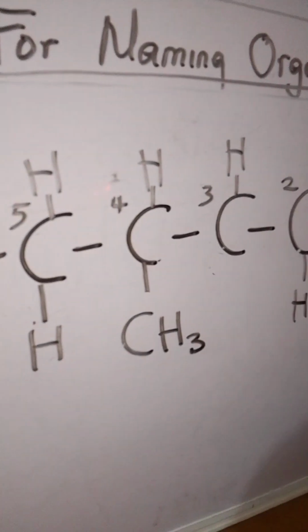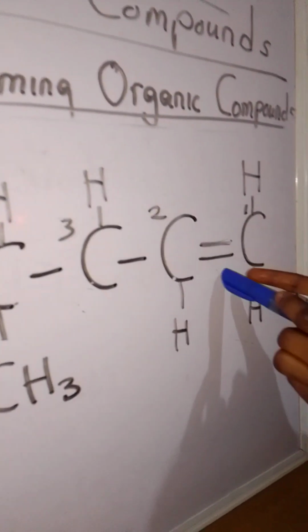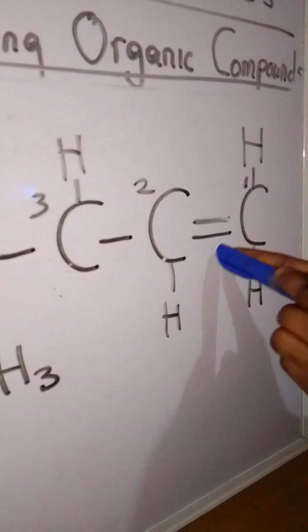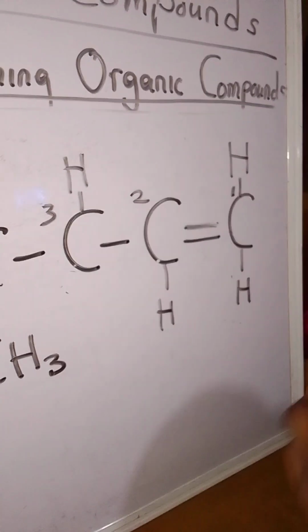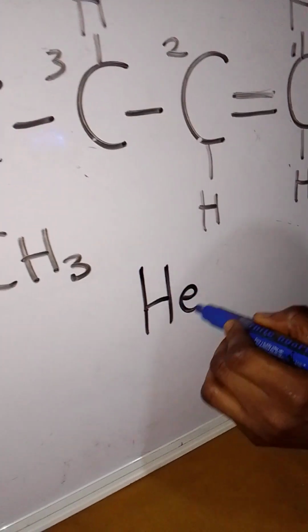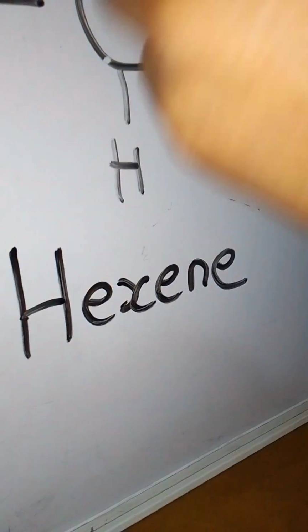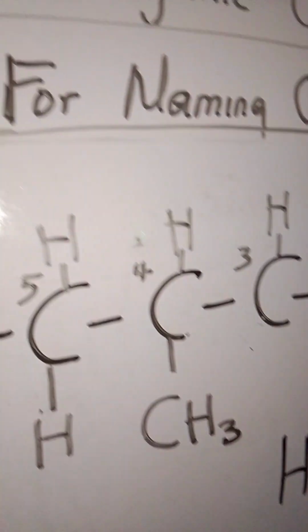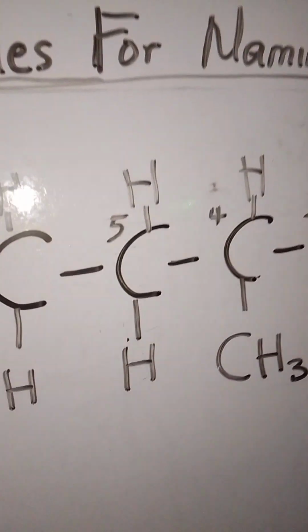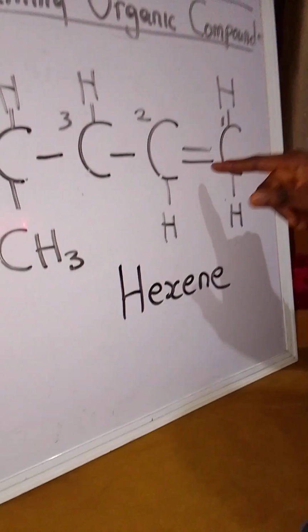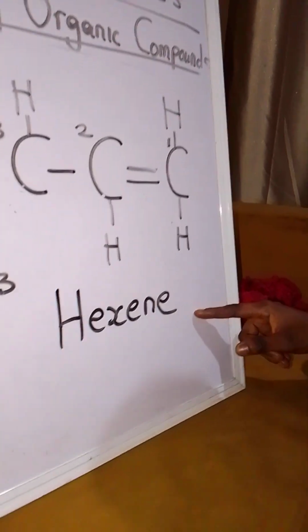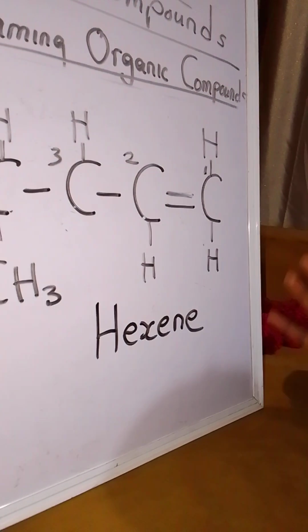Initially, we located the longest chain as this, and followed by that, we numbered it close to the substituent, which is a double bond. And we know that this is hexene, right? This is hexene because it contains 6 carbon atoms, and 6 is hex. And because of the double bond, it is under the alkene group. That is hexene. That is understandable.